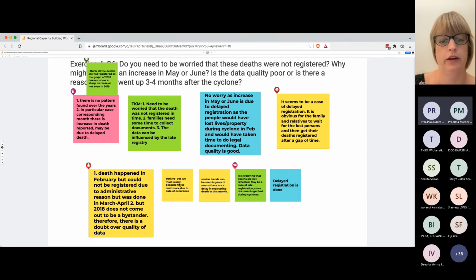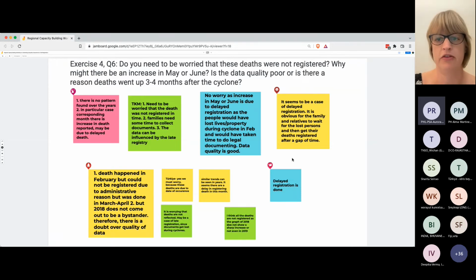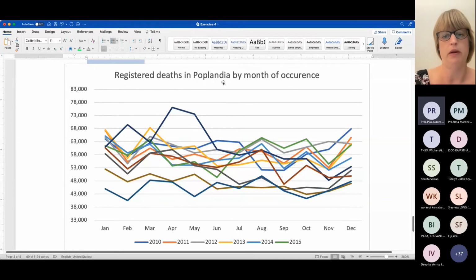Right, so what Turkey understood kind of what I was saying. We were saying the graph is on date of occurrence. So let me share that graph again. Okay, so if you look at this, this graph is by month of occurrence of the death, not month of registration. So all of these deaths here, they occurred in January. They could have been registered at any time within the next year, but they occurred in January. So we do see these deaths in February from the cyclone.